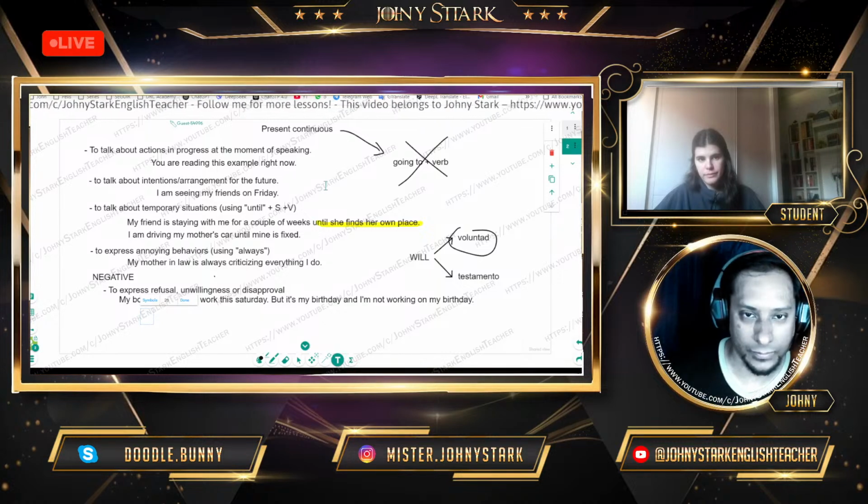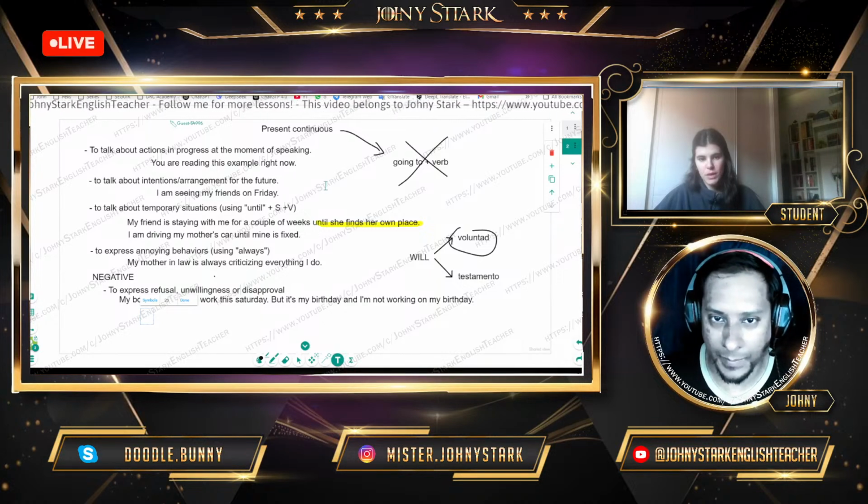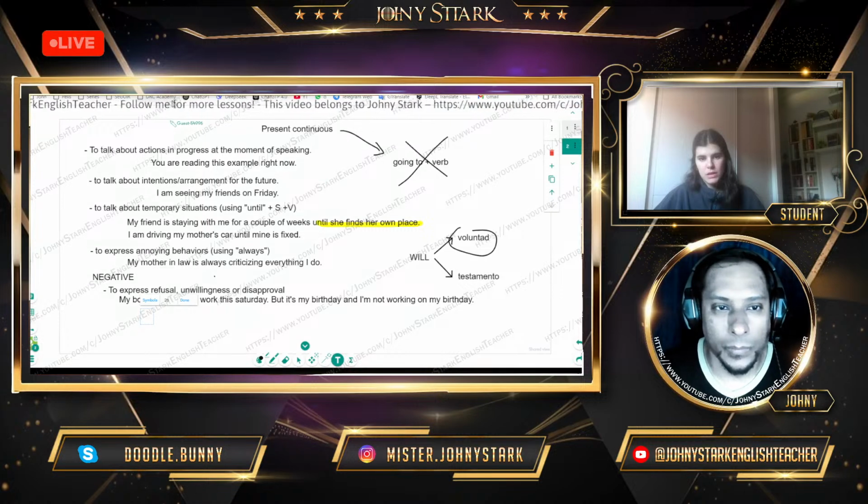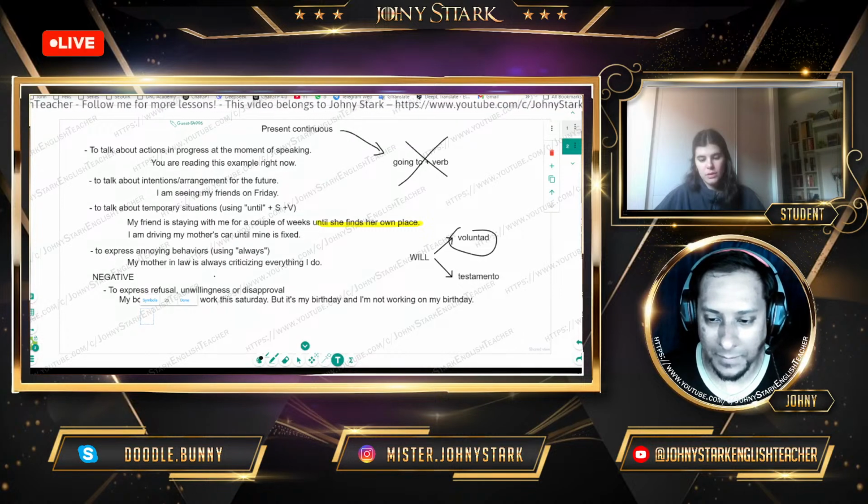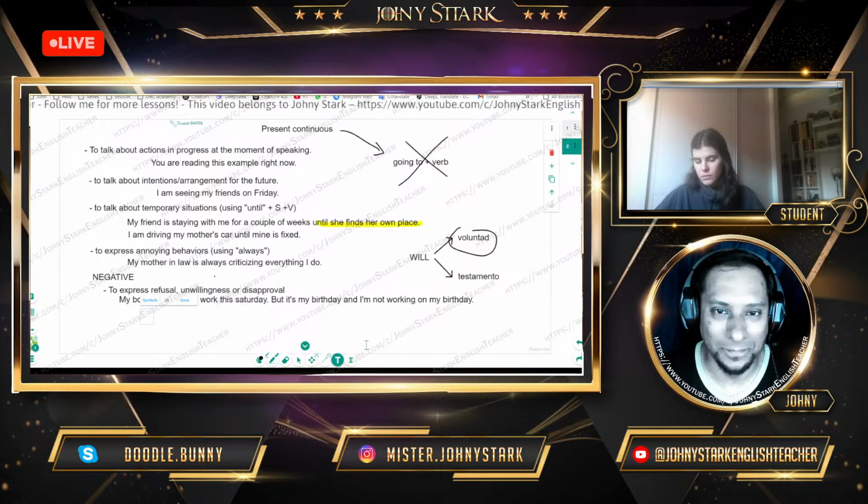Nada más para eso. Bueno, ¿alguna pregunta, alguna consulta? ¿Qué te pareció lo de hoy? Bien. ¿Bien? ¿Te sirve? Sí, sí, sí.